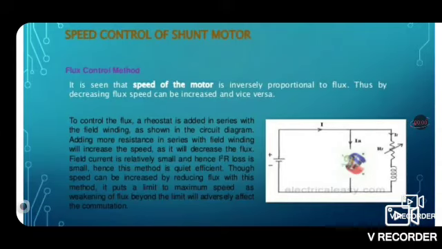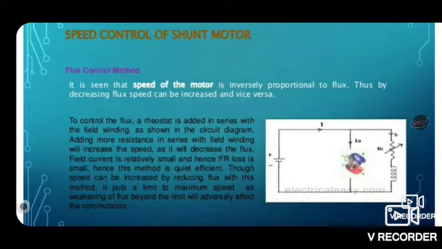Let us see about the speed control of shunt motor. First one is flux control method. It is seen from the equation N proportional to EB by phi that the speed of the motor is inversely proportional to the flux. Thus, by decreasing the flux, speed can be increased and vice versa.